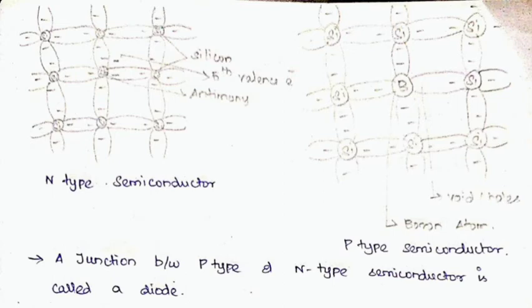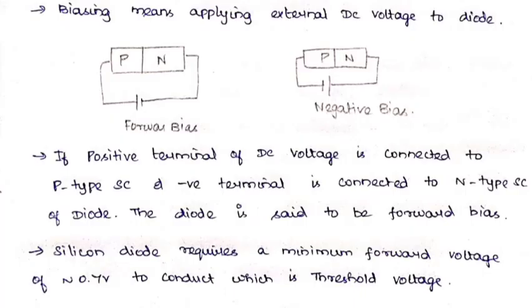When we join a p-type and an n-type semiconductor, it forms a junction between them. This structure is known as a p-n junction diode, which acts as a switch. From the diagram, you can see the diode structure. The p-type and n-type semiconductors are joined. The central line is referred to as the junction.